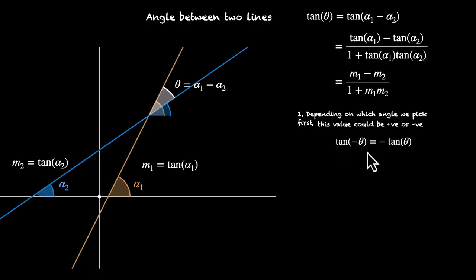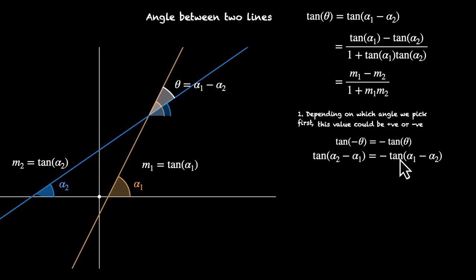Tan of minus theta is actually equal to minus tan theta. And if you put theta as alpha 1 minus alpha 2, we can see that if you put alpha 2 first, if you're subtracting alpha 2 minus alpha 1, you'll get minus of tan of (alpha 1 minus alpha 2). So you can get two answers, one positive and the other one negative.